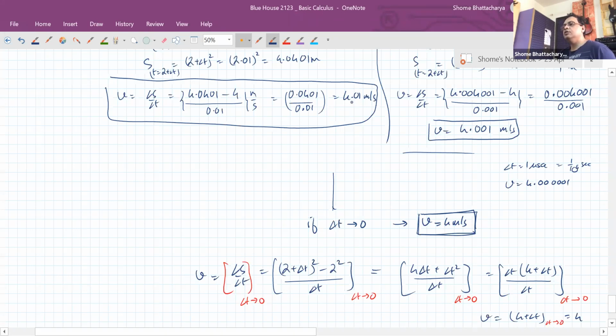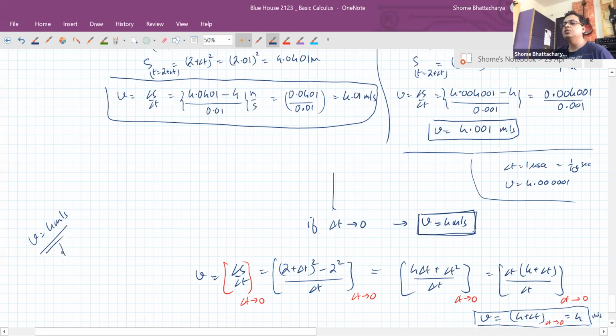So we can see that instead of using numerical values like 1/100th of a second or 1,000th of a second or 1/1,000,000th of a second, if we directly apply the condition that delta t is so small that for all practical purposes it's equal to 0, then the exact value of instantaneous speed we'll get is 4 meters per second. So this is showing us that there is a mathematical way of calculating the slope of the tangent. This v equal to 4 meters per second is the actual slope of the tangent at the point t equal to 2 seconds.